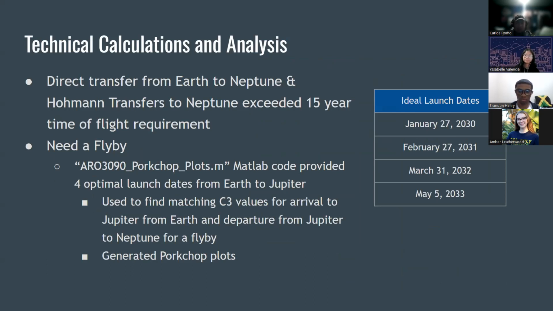For the technical calculations and analysis, we determined that a direct transfer from Earth to Neptune via Lambert and via Hohmann transfer would exceed our 15-year time of flight requirement and not be possible for the C3 required. So we ended up using the pork chop plots program in order to find 4 optimal launch dates. Those are the launch dates on the side, and they are January 27th, 2030, February 27th, 2031, March 31st, 2032, and May 5th, 2033. So we use those pork chops, which you'll see in the next slide.